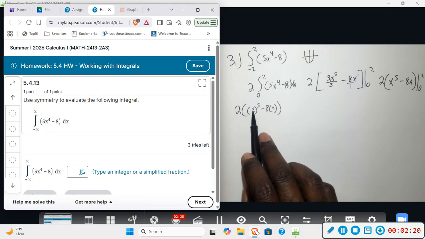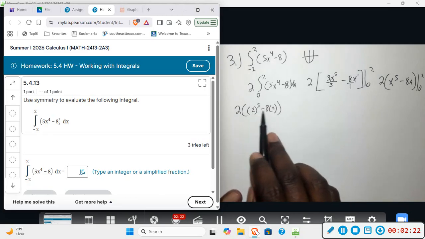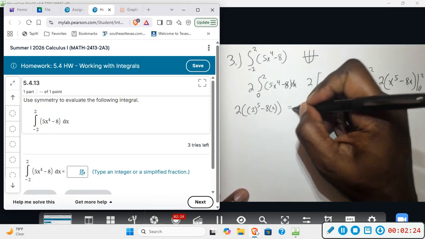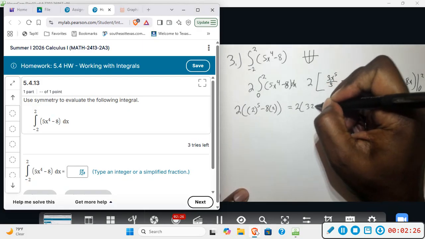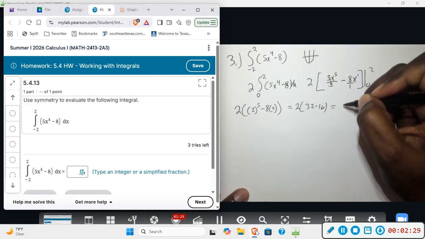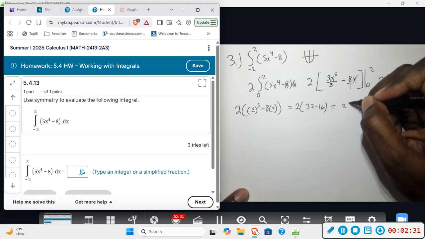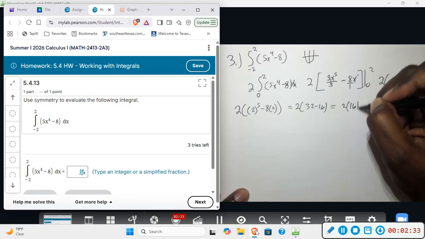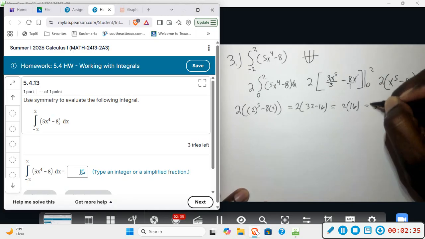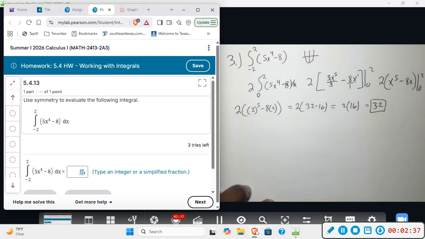2, 4, 8, 16, 32. 32 minus 16 will give us 16, and then 2 times 16 will give us 32. So using symmetry, we get 32.